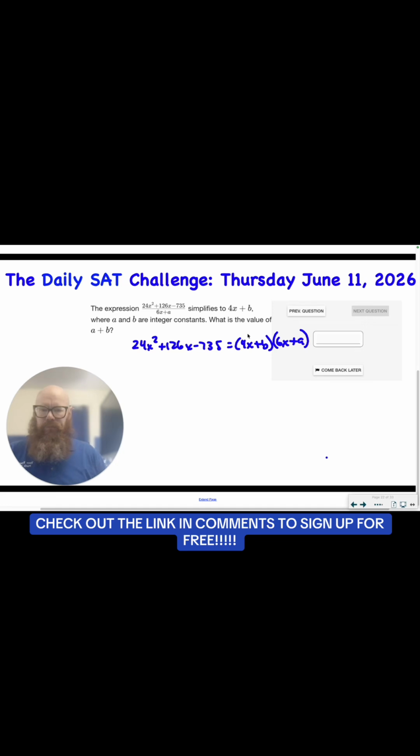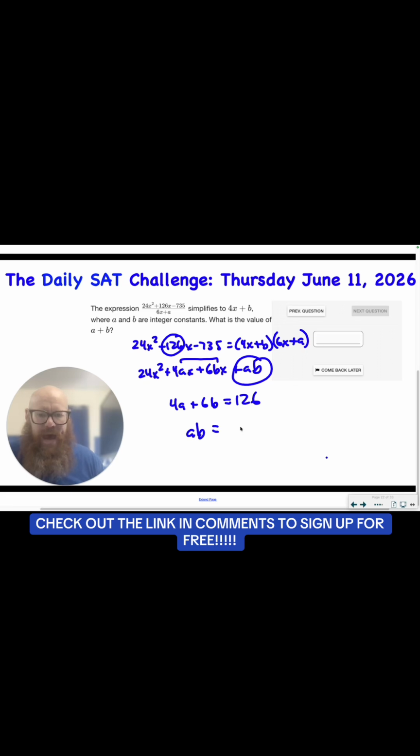Then I'm going to distribute this outer FOIL. So I'm going to get 24x squared, and then 4ax, and then 6bx, and then plus ab, which tells me that when I combine my terms here, the coefficients 4a plus 6b have to equal 126. And then the constant ab has to equal this constant negative 735.